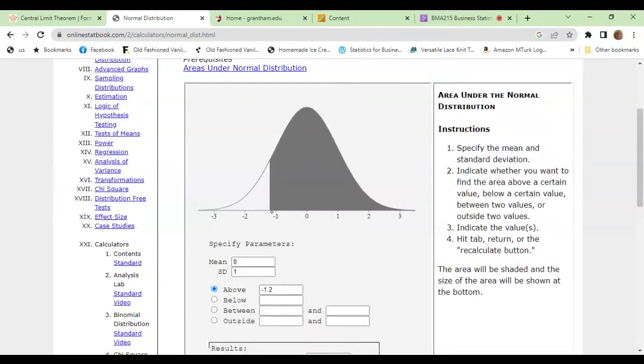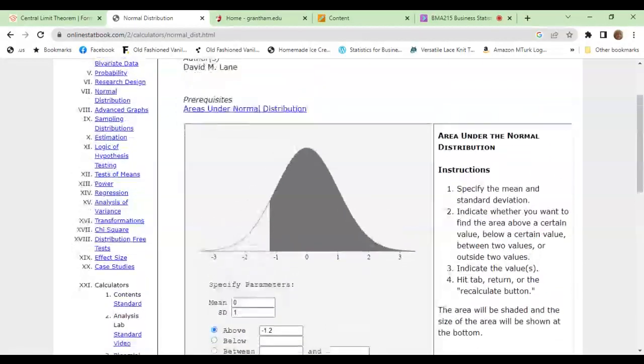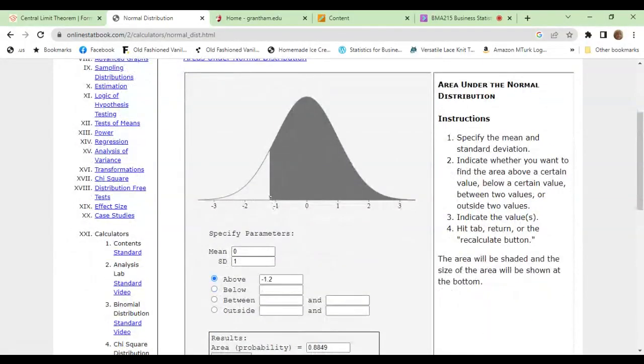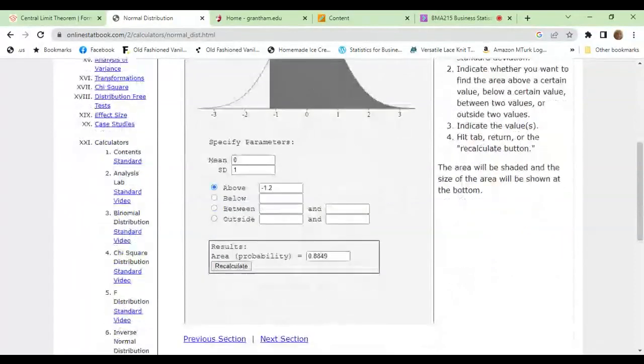And look, isn't that the picture we just drew? Look at the graph right here. -1.2 is your z-score. That's the point that's right here. I can't draw on this, but look at -1.2 on the x-axis. And then we want greater than that, so that would be to the right, above. And so the probability is going to be 0.8849.